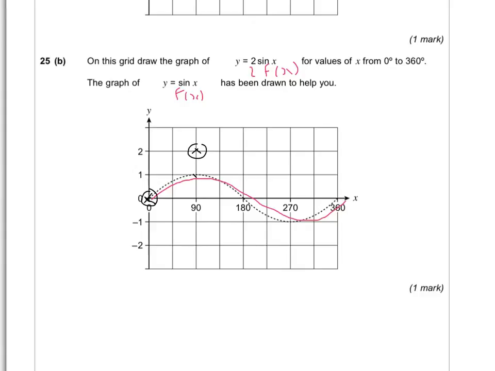Let's investigate this point here. When I put in 180, I get out 0. So just like before, you used to get out 0, now you double that answer, so you still get 0. You still get out 0 when you put in 180. You double the 0, you still get 0.